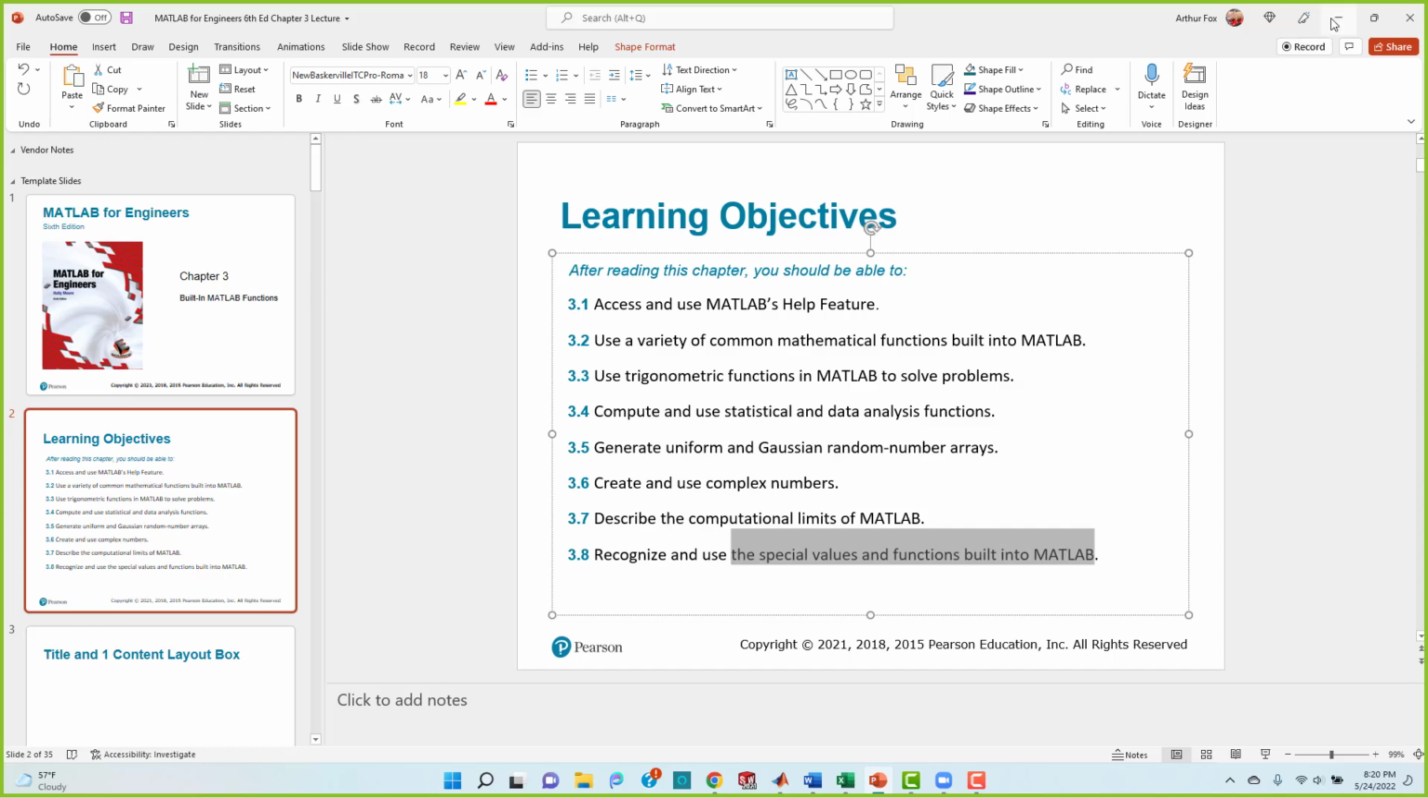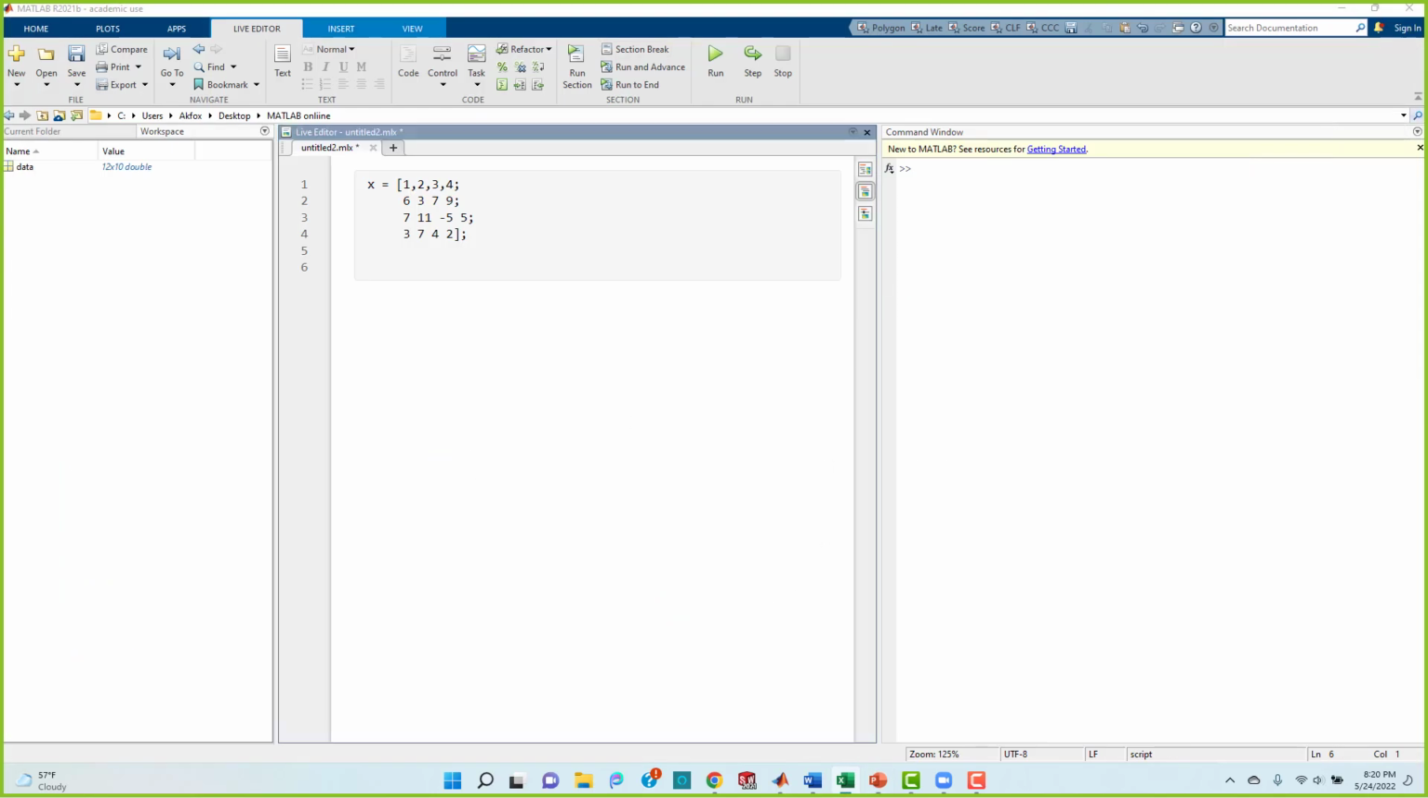I'm going to hide this here because we'll be bringing it back up in a little bit. The vast majority of engineering stuff requires mathematical functions: adding, subtracting, multiplying, dividing, logarithms, trigonometric functions, statistical analysis.